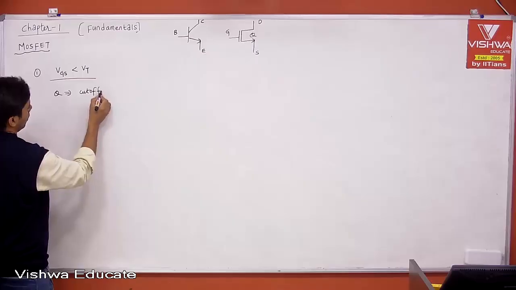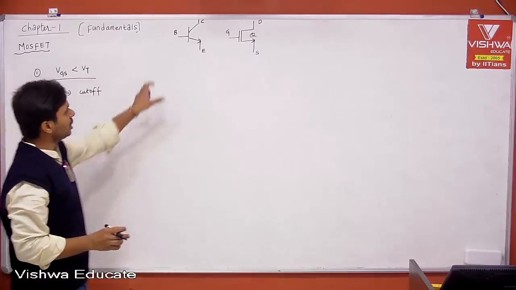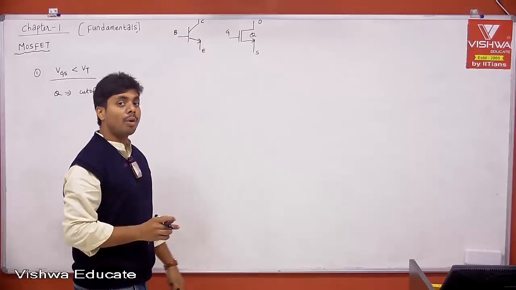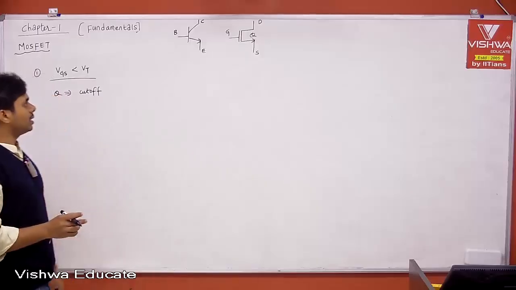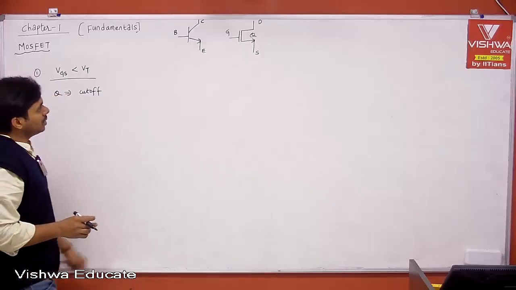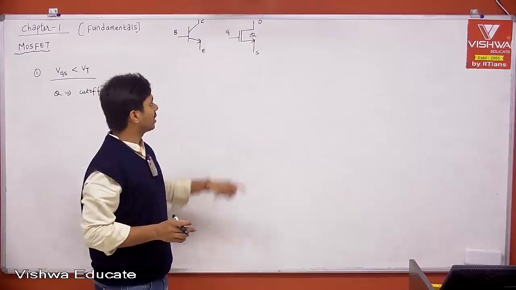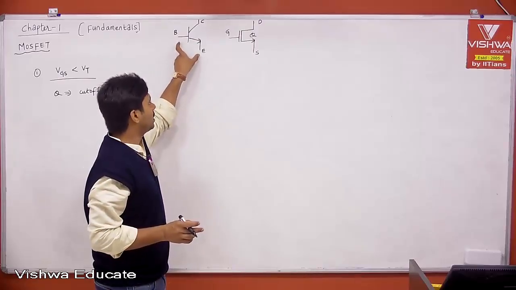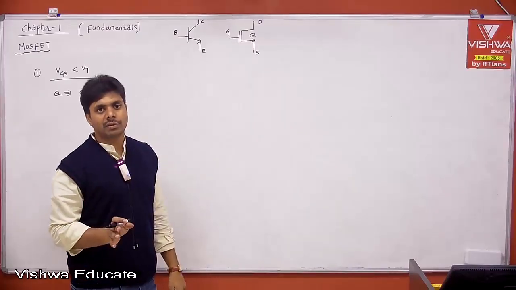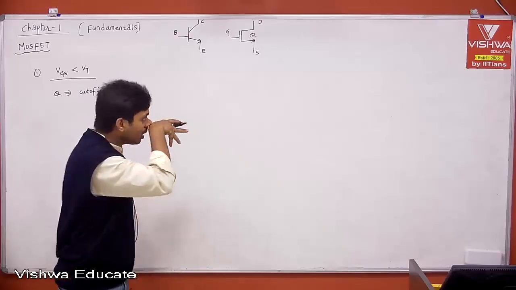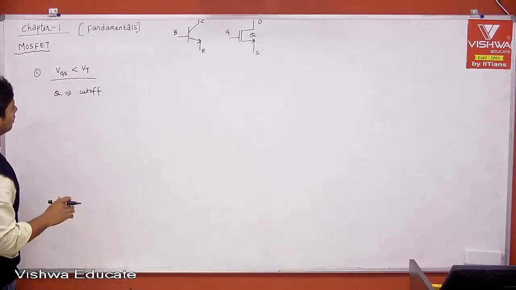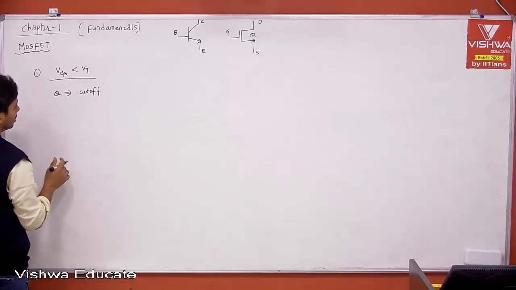Similar to your BJT, right? But in the case of BJT, VBE less than 0.7. But here VGS less than VT. But here VT is not fixed. It depends on process. But in the case of BJT, that is almost fixed, for a typical doping, that is 0.7. That's fine. When VGS is less than VT, your transistor is said to be cut off.